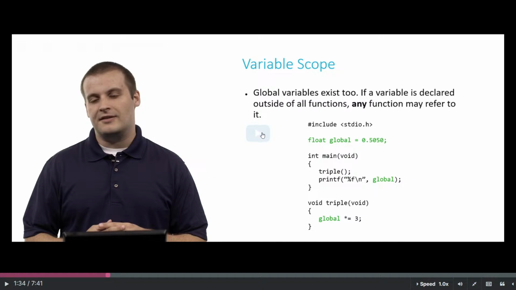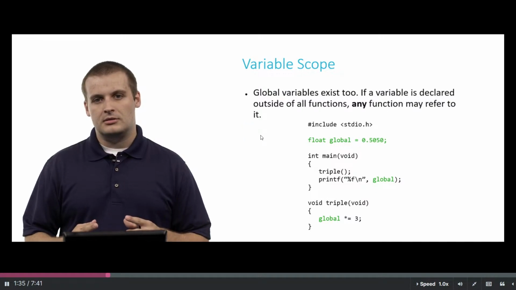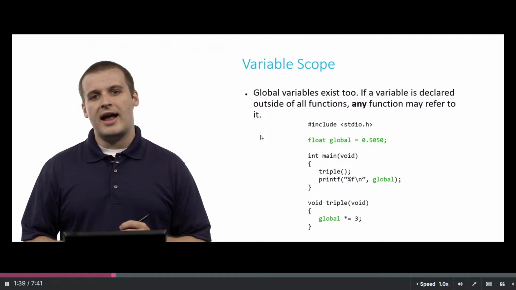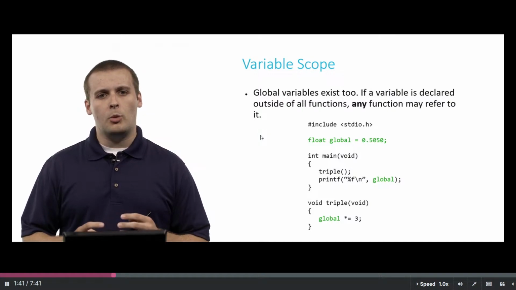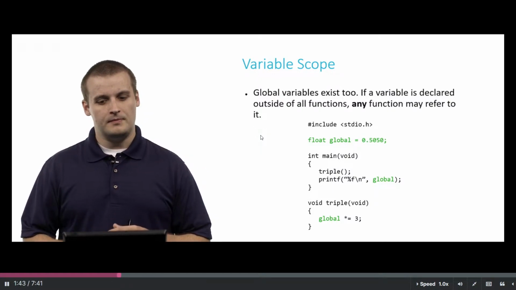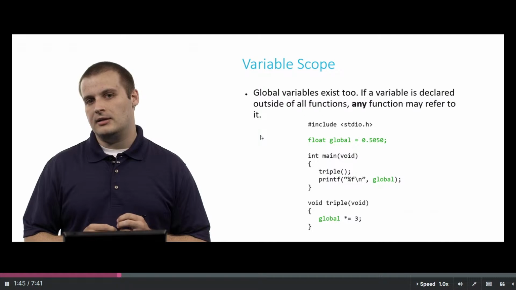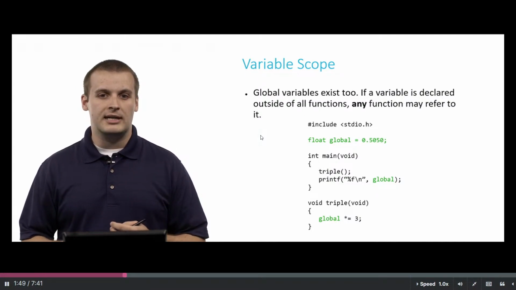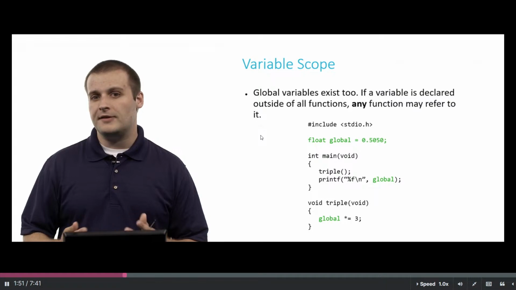any function, all of the functions in the program can refer to it. So in this case, I've highlighted in green a global variable declaration. In this case, the variable being declared is called global, to be extremely clear about it. It is of type float, and I assign it the value 0.5050.